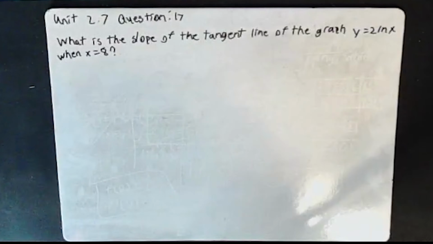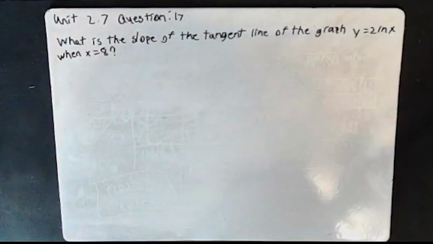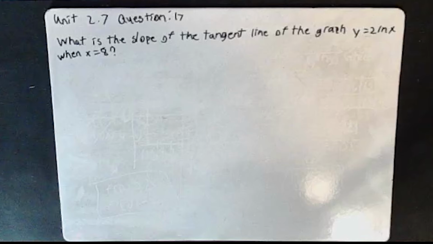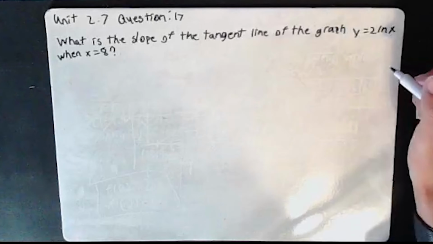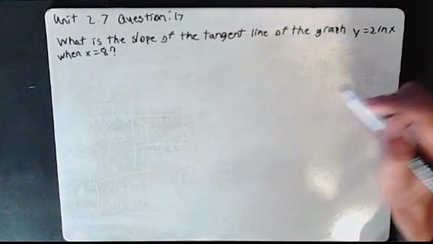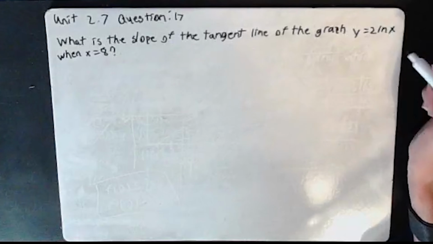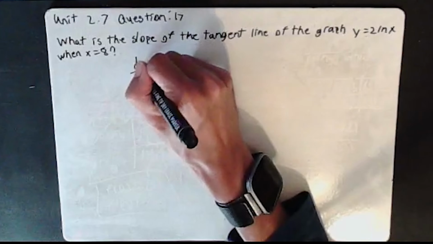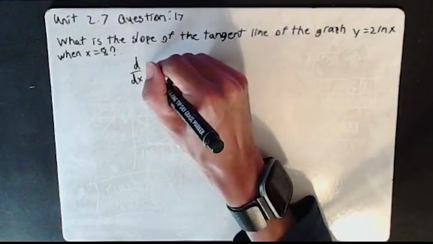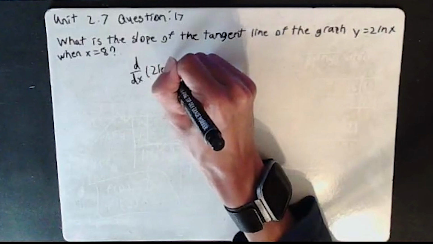This is Unit 2.7, question 17 of the test prep. What is the slope of the line tangent to the graph y equals 2 ln x when x equals 8? So the first thing we want to do is find the slope of the tangent line of the graph at a point. We first need to take the derivative of our function. So we're going to take the derivative with respect to x of 2 ln x.